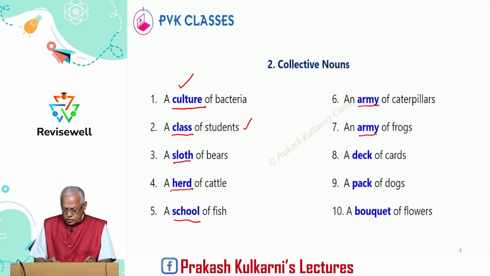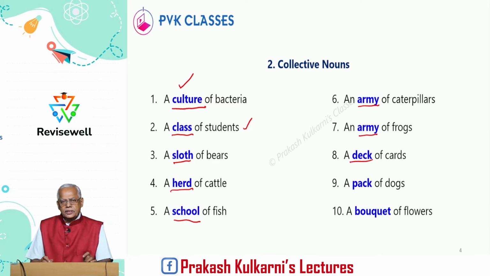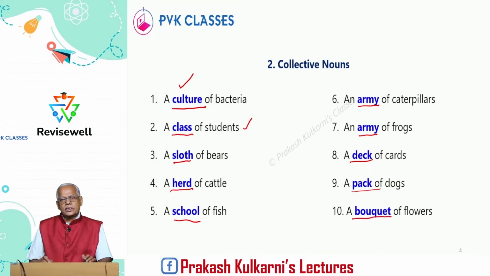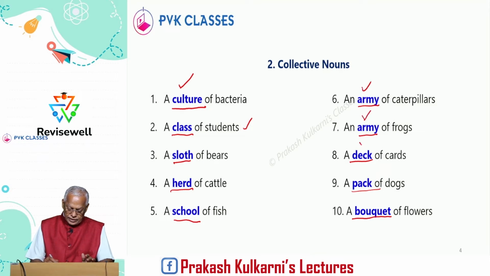An army of frogs, an army. A deck of cards, playing cards, they are called as a deck of cards. A dash of dogs, a pack of dogs. So group of dogs is called a pack. Then a dash of flowers, a bouquet of flowers. A bouquet of flowers. So in the examination they will ask you to write these words. So you have to remember these things.